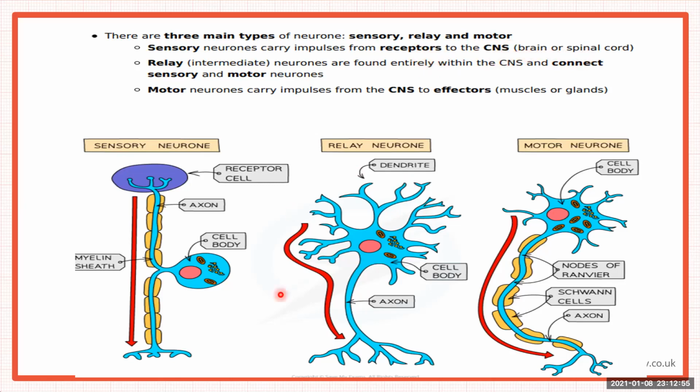Now these relay neurons are also known as intermediate neurons, right? These are found entirely within the central nervous system, and when we say central nervous system, it might be the brain or the spinal cord. What they do is connect sensory and motor neurons. That's why they're known as intermediate neurons. And then when it comes to the motor neuron, it carries impulses from the central nervous system to the effectors, and the effectors can be muscles or glands. See, so there are three types: sensory, relay, and motor.